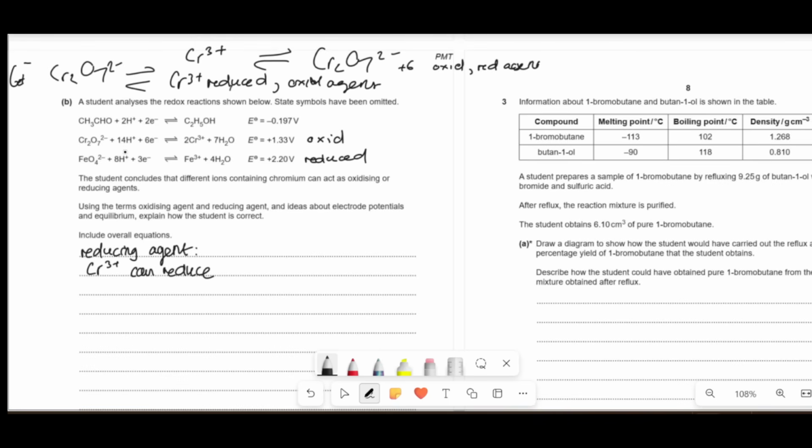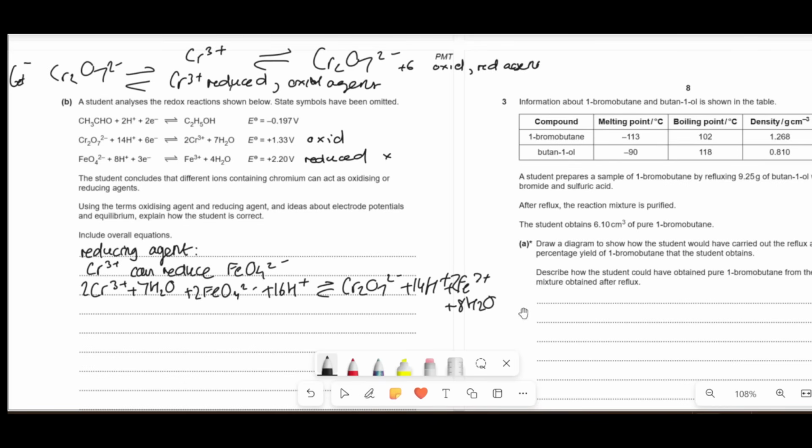And remember, if one thing's getting oxidized, you're going to give out electrons, lose them. So the other one's going to take them in. So what's being reduced is the FeO4 2-. So if we were to combine these equations, all you do is you just times that by 2 and put them together and then remove the electrons. So we're going to have 2Cr3+ plus 7H2O, because we're going that way, and then we're going to add this stuff in. So plus two lots of FeO4 2- plus 16H+ goes to Cr2O7 2- plus 14H+ plus 2Fe3+ plus 8H2O. And then we need to tidy this up. So these all cancel out.